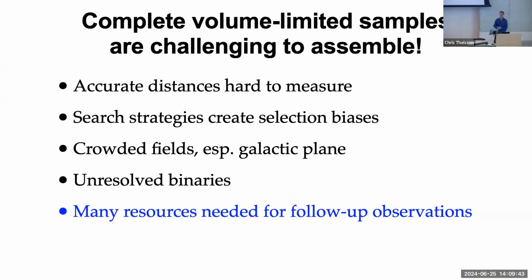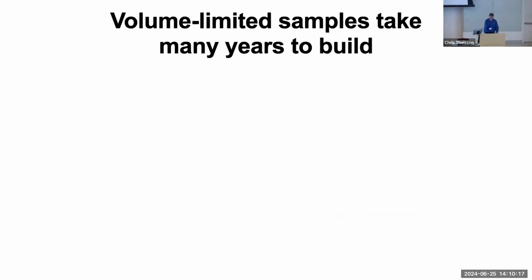As anybody knows who's worked on this, it's hard work to put together a volume limited sample, first of all, and to get anywhere near completeness. Distances are hard to measure. Parallaxes take time, and they're challenging. The search strategies that we use to find objects nearby always introduce biases into our samples and into our analysis. We have to correct for those. Crowded fields make things challenging. The binaries, if they're unresolved, they're contaminating our distributions, but we also want to study them and learn their distributions. So there are challenges. And because of that, I really want to emphasize that it's taken a long time to get to where we are now. I could cite many examples.